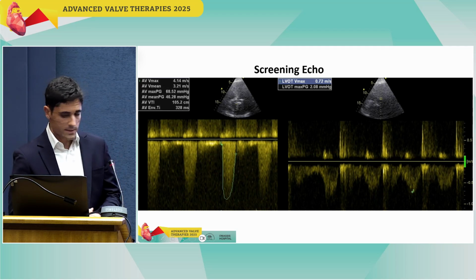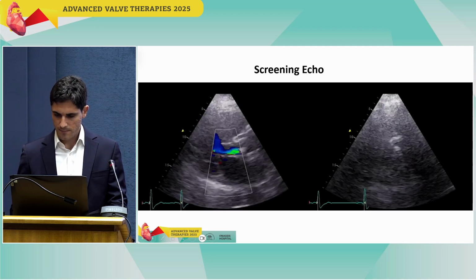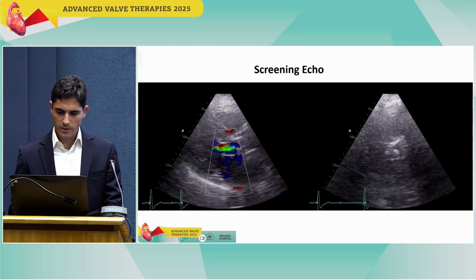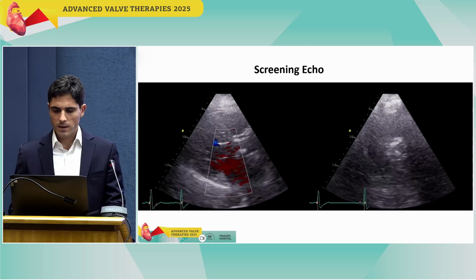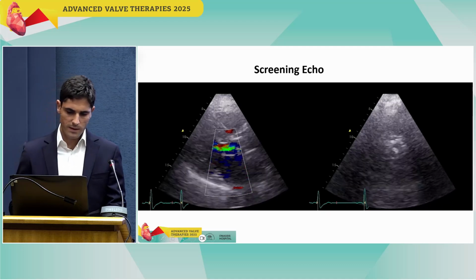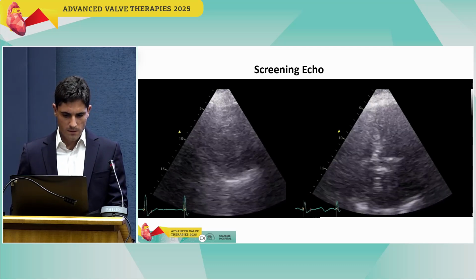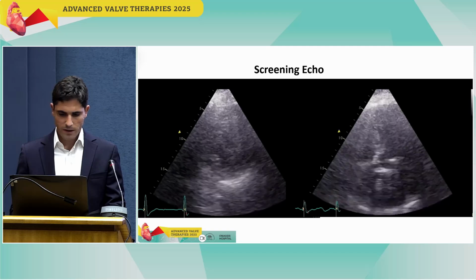Here you can see the measurements from the screening echocardiography, with an increased aortic valve velocity and some valvular regurgitation in the left picture. In the right picture, in the right video, we can see the restriction of the aortic valve opening. As we can see, the left ventricular ejection fraction is preserved.